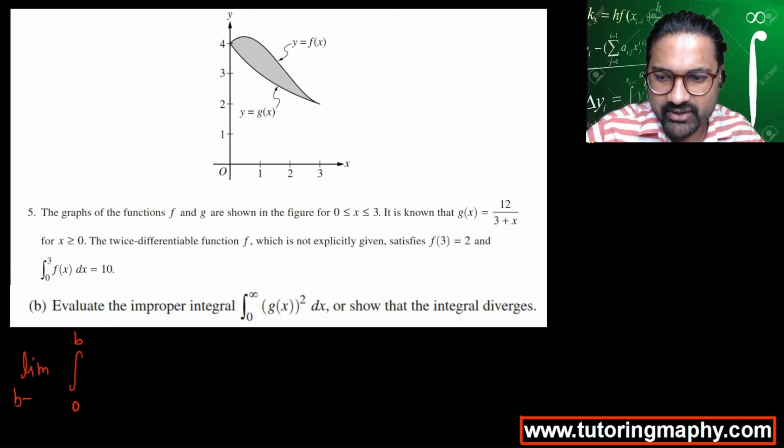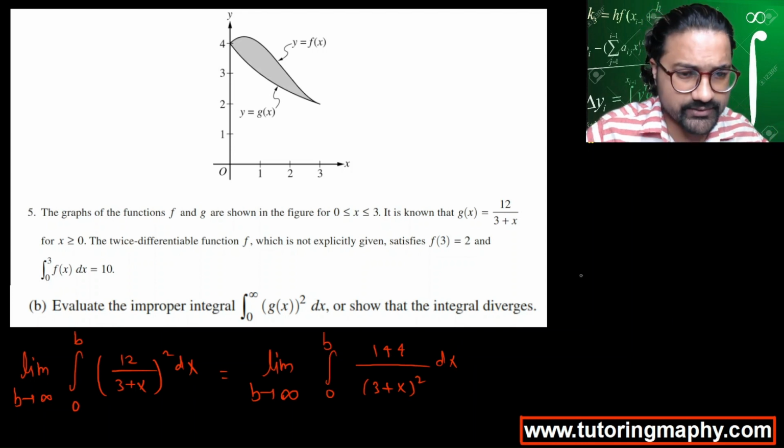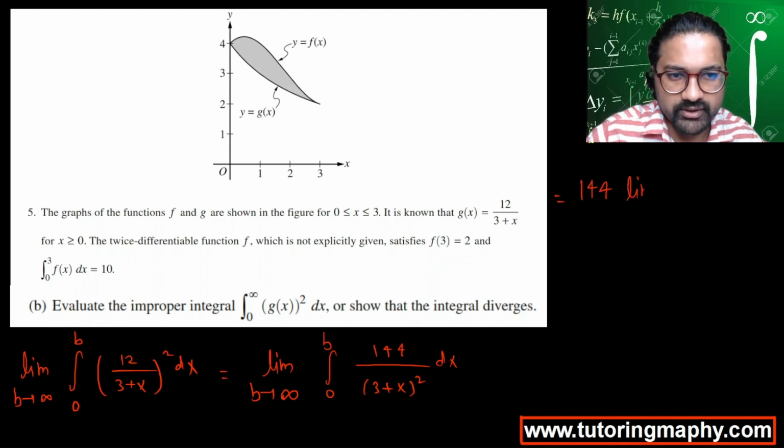And the limit, we're going to place the limit of b approaching infinity. And g of x squared is going to be 12 over 3 plus x whole squared dx. Okay. So limit b approaching infinity, 0 to b. What is 12 squared? 144. And the denominator is just 3 plus x, so that's 3 plus x whole squared dx. I'm going to continue over here. 144 is an innocent constant that's going to come out. That's not going to interfere with my limit or integral anyway.